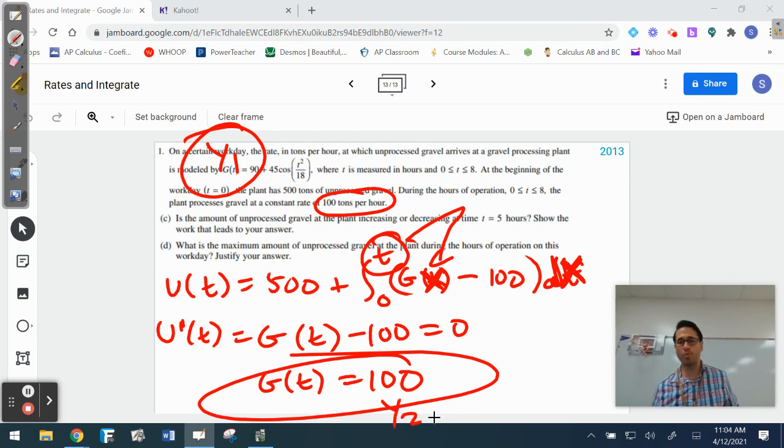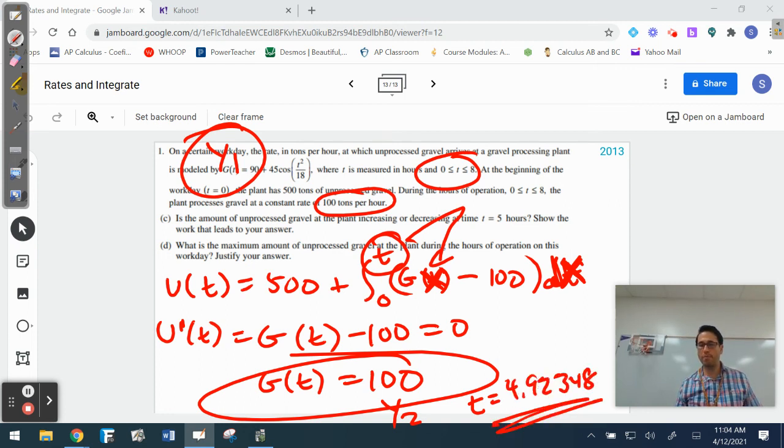So you better be good at your window. Your window better have T go from 0 to 8, or your X from 0 to 8, and your window better go higher than 100. But when does G of T equal 100? Well, when T equals 4.92348.